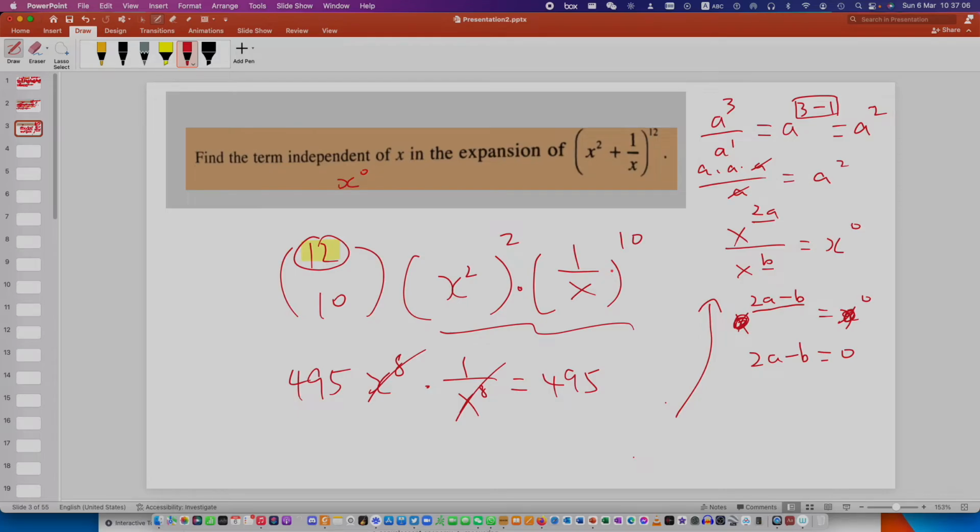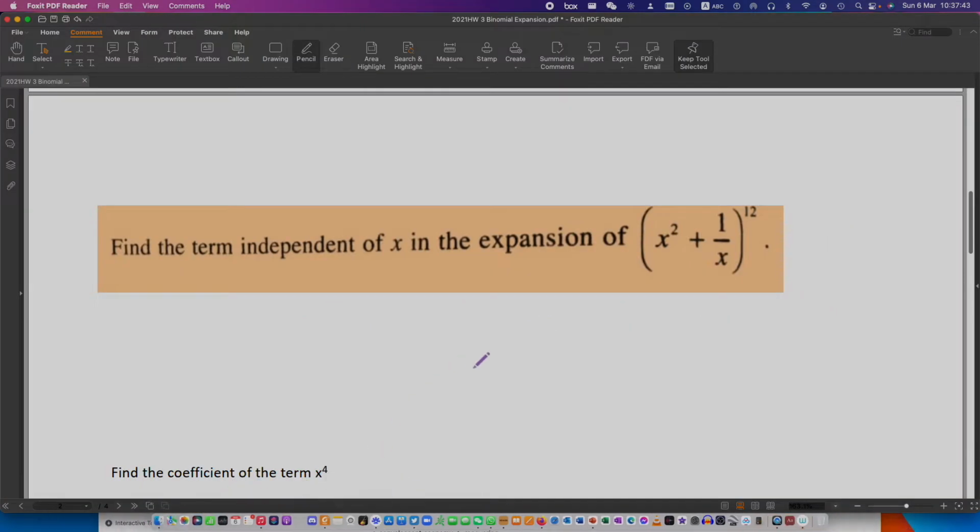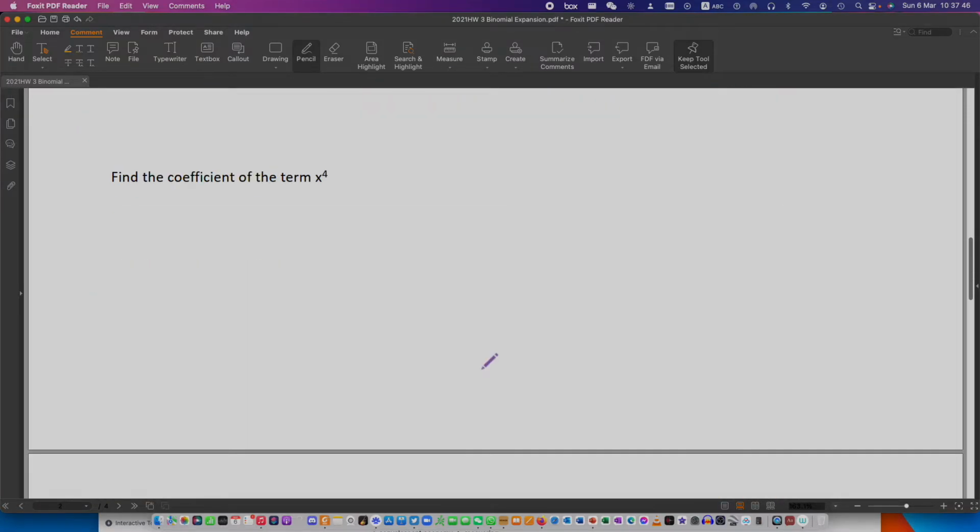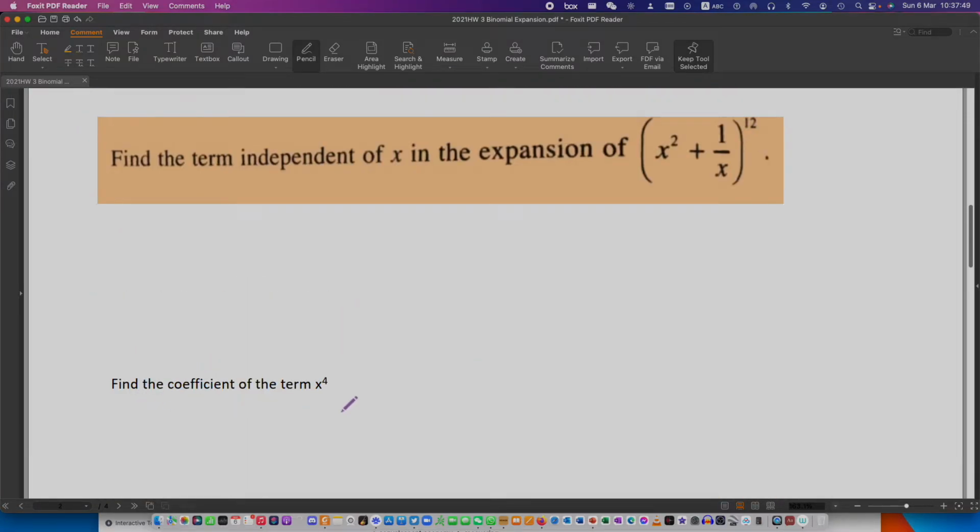So going forward, they will not ask you to expand the entire thing. They just want that particular term. If you cannot do a smart guess, then you have to use the simultaneous equations method. Anytime they ask you, you cannot assume. You must use the simultaneous equations. If you don't, then you have to guess and check. But with the simultaneous equations, it's much faster, right? Good. So over here, they want the x to the power of 4 term.